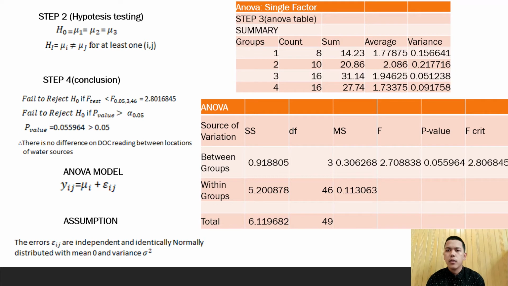We can also use the P value. So fail to reject H0 when the P value is greater than alpha 0.05. So there is no difference in the DOC reading between locations of water sources. For the ANOVA model, Yij equals mu i plus the random error. For the assumption, the errors are independent and identically normally distributed with mean 0 and variance.